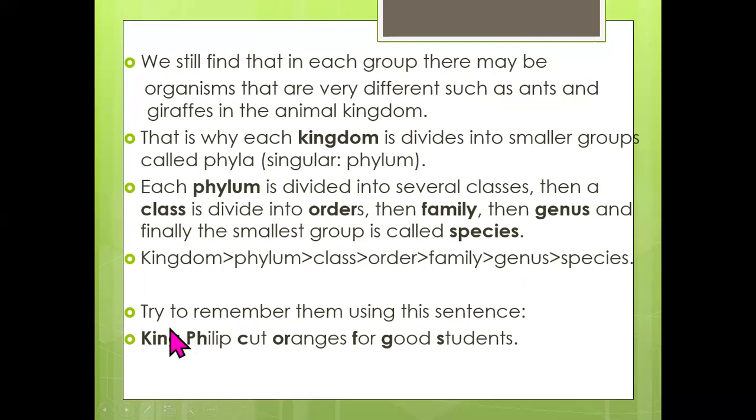Now, if you want to remember the order in which this is done, you can use this sentence that says, King Philip cut oranges for good students. If you memorize this sentence, it means you have memorized the arrangement of this classification. So King for kingdom, Philip for phylum, cut for class, oranges for order, for family, good for genus, and students for species. That is how to memorize it.